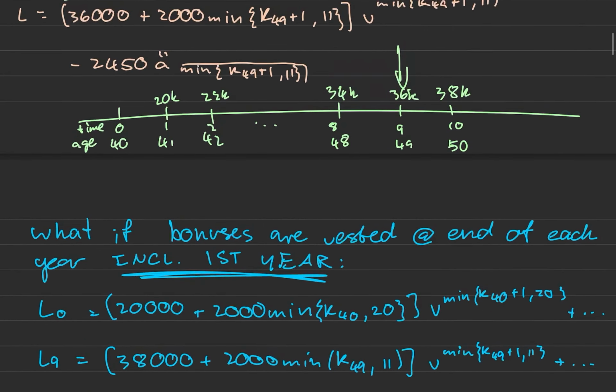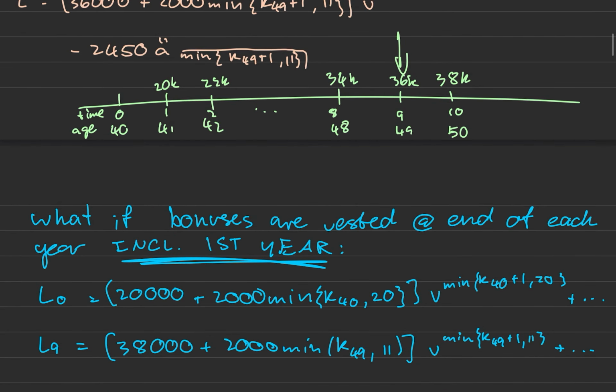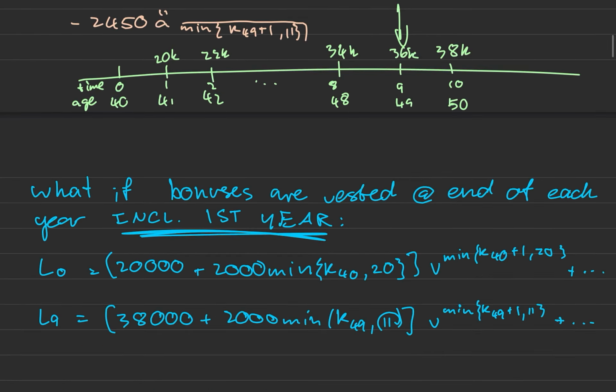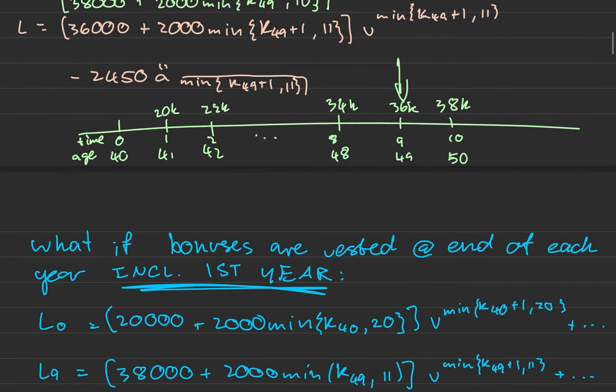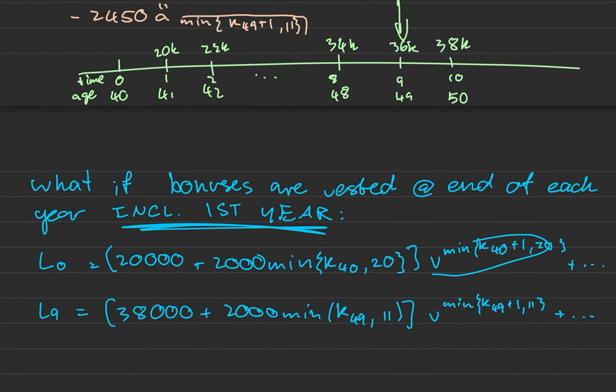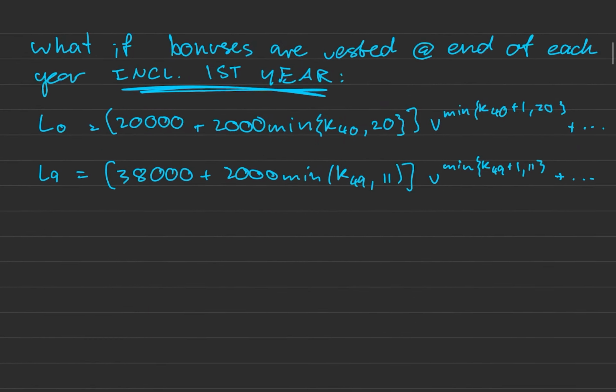Okay, now the difference here. I'm now using this top formula. So the 38,000 is the same. The 2,000 is the same. K49 is the same. The only difference now is 10 became 11, for the same reason that 19 became 20. Okay, and then here is the exact same as this, for the same reason that this is the exact same as this. So no extra explanation is needed.